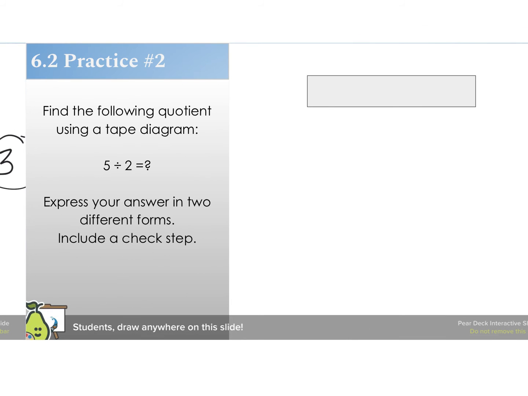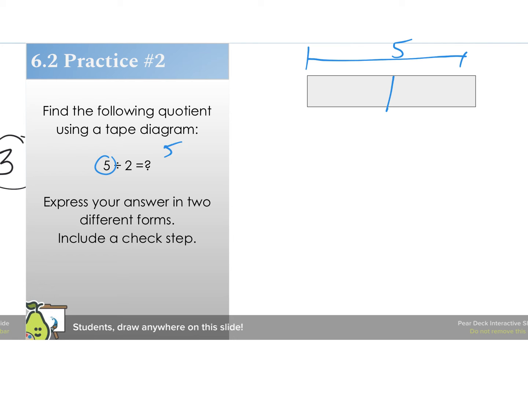Find the following quotient using a tape diagram. So same thing. 5 divided by 2. Please notice that the whole is 5. I actually started answering this and started doing 2 divided by 5 again. So the whole thing is worth 5, and I'm dividing it by 2.